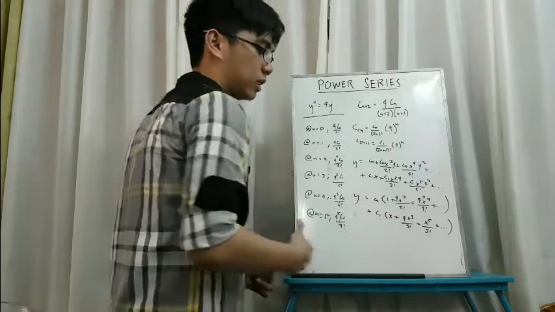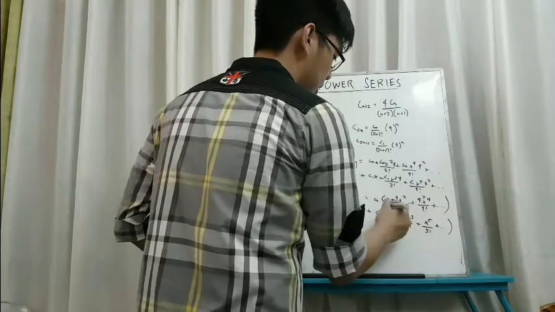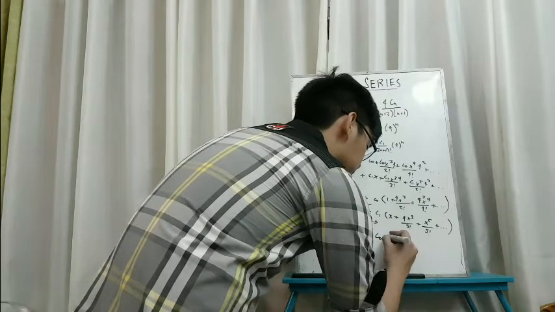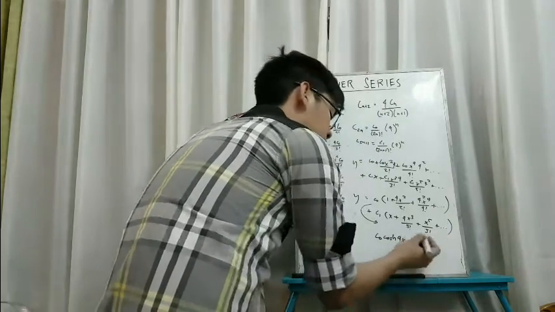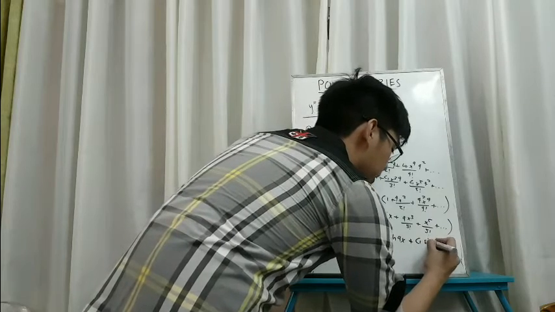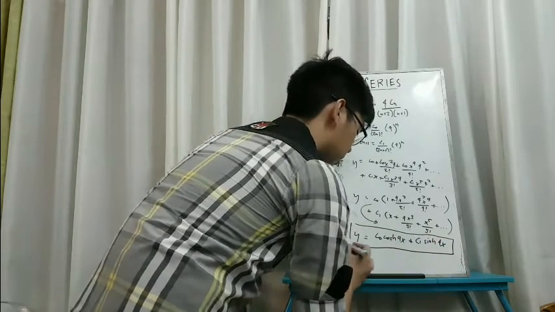So in this we can still simplify it. This is equivalent to C0 cosine h 4x, and this is as well plus C1 sine h 4x. So our final answer would be this.